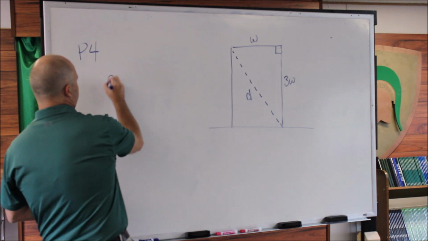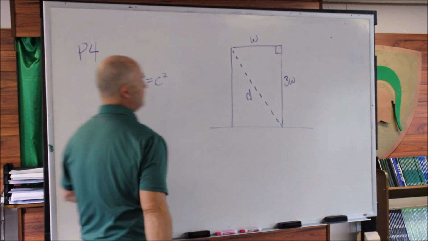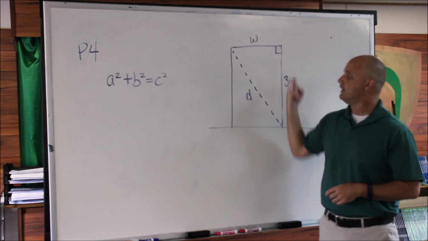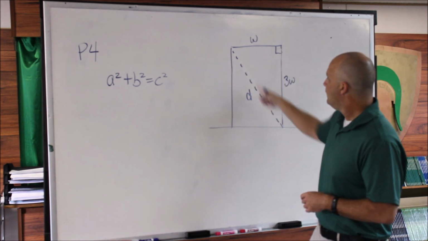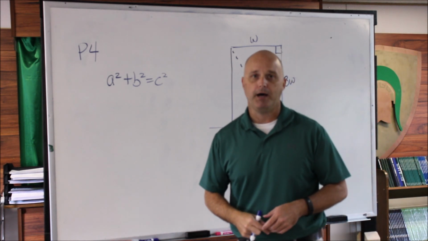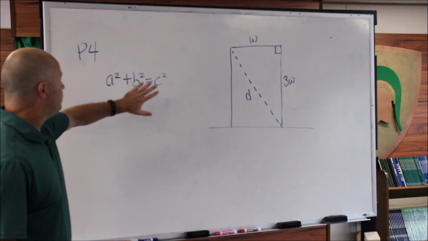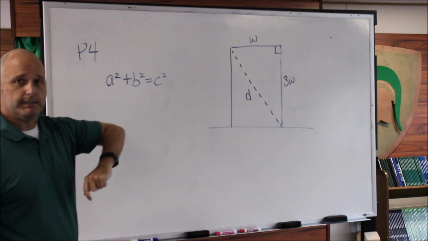If you're not familiar with the Pythagorean theorem, it's a squared plus b squared equals c squared. What this means is that if we square each side, a and b, that's going to be equal to the square of the third side, or what we call the hypotenuse. So all we're going to do here is substitute in values for a and b in order to find what d is.